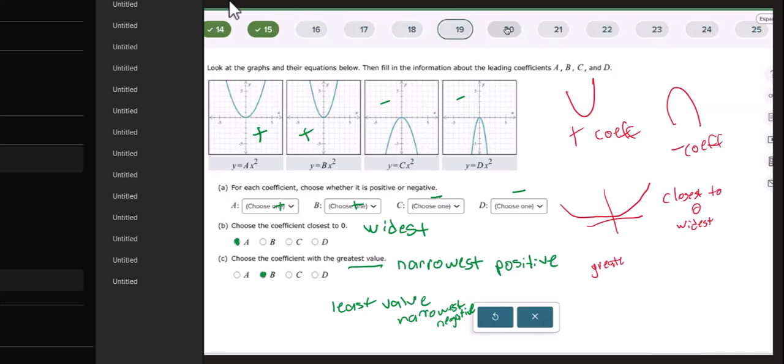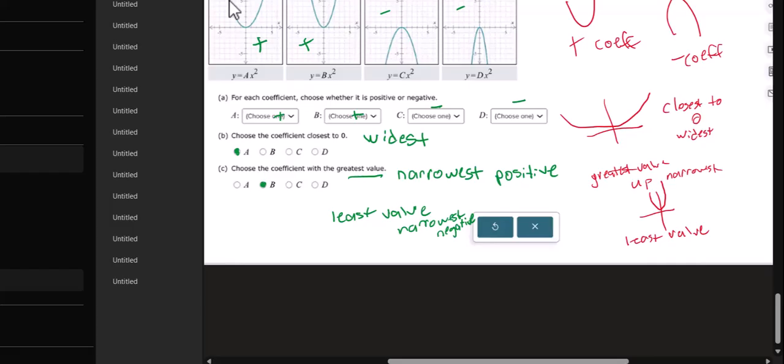Greatest value: opens up and is narrowest. Least value: opens down and is narrowest.